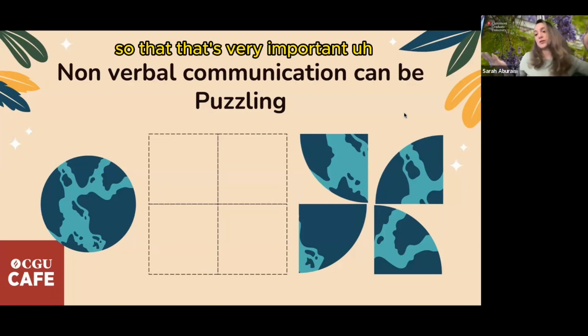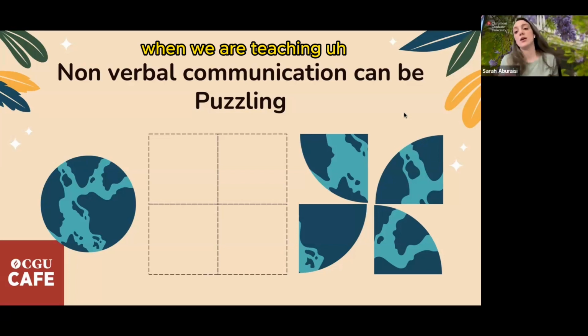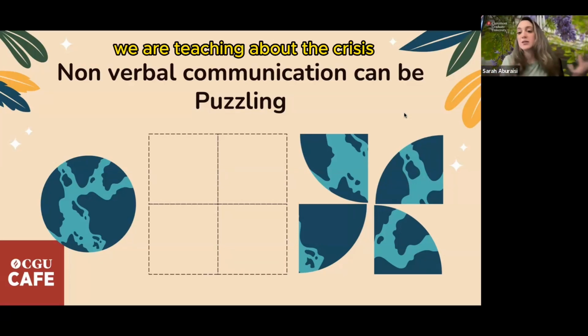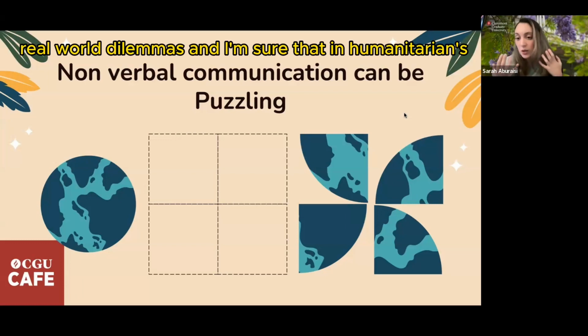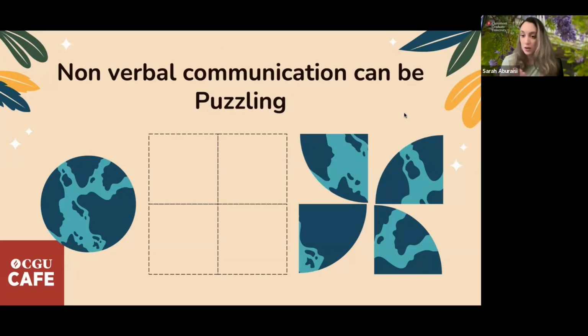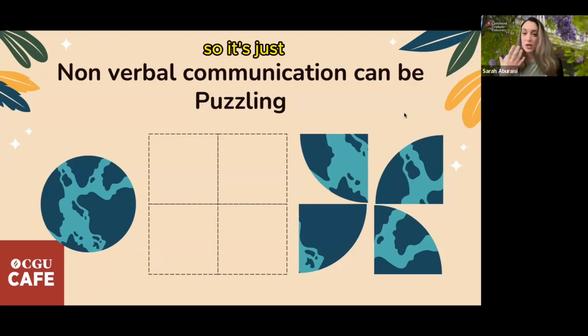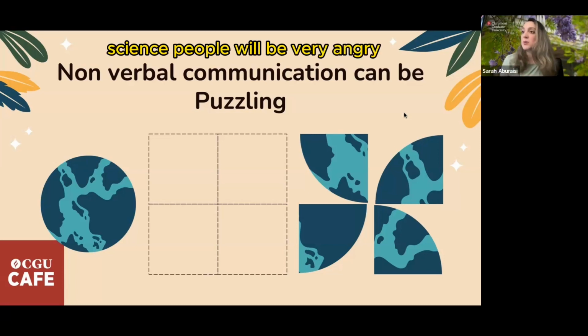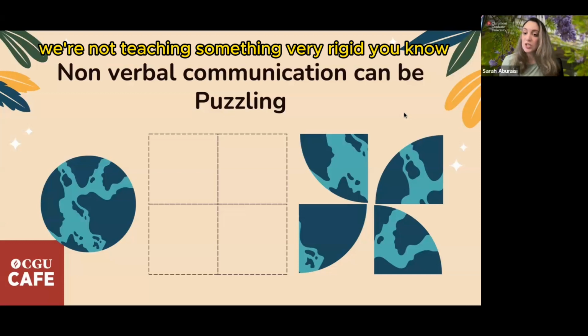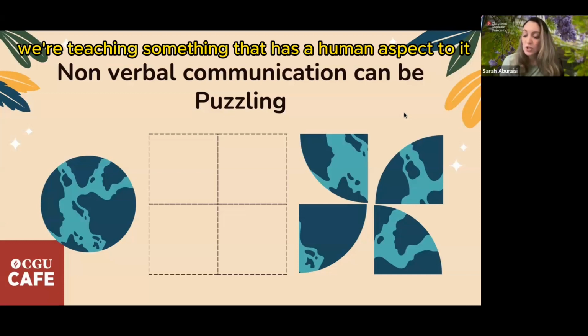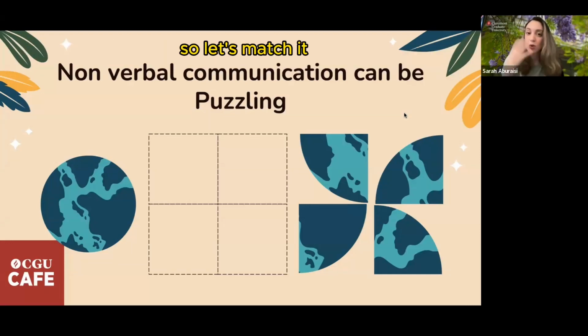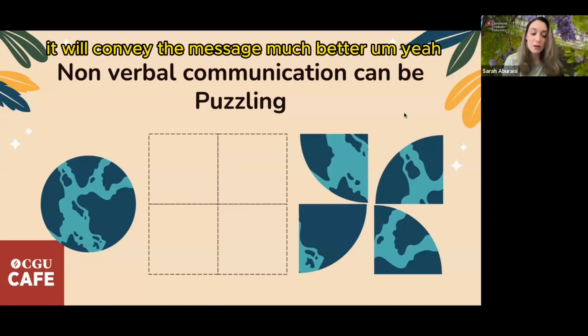So that's very important. When we are teaching public health, we are teaching about crises that we have in the world, real world dilemmas. And I'm sure that in the humanitarian division, they have the same things to teach. So it's not that rigid. It's not science, science people will be very angry, but we're not teaching something very rigid. We're teaching something that has a human aspect to it. So let's match it. It will convey the message better.